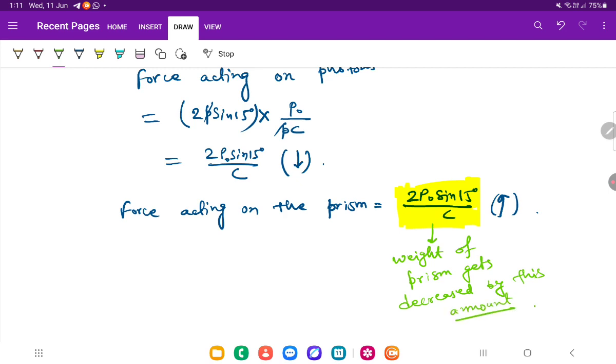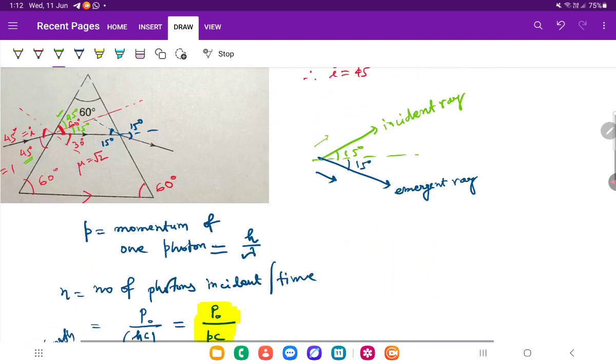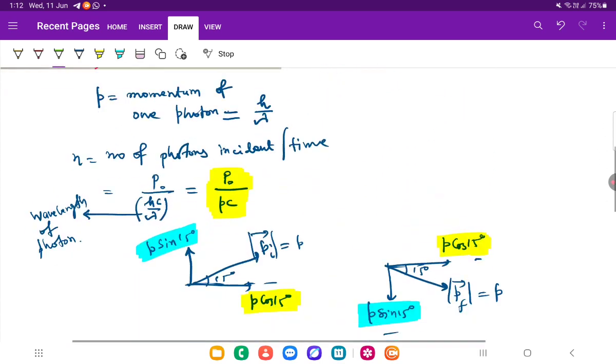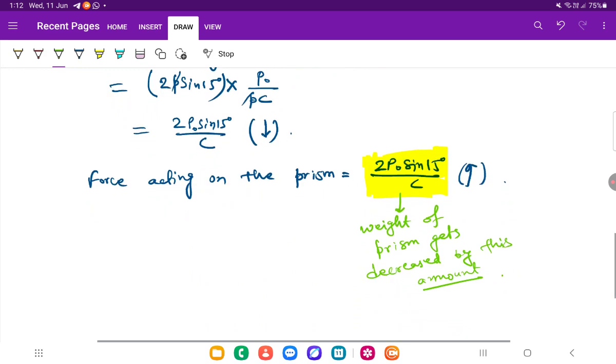So that's the answer. They asked us to calculate the change in weight, so you can just report the magnitude of change in weight, not the increment or decrement, or you can clarify also that this is the decrement in weight.